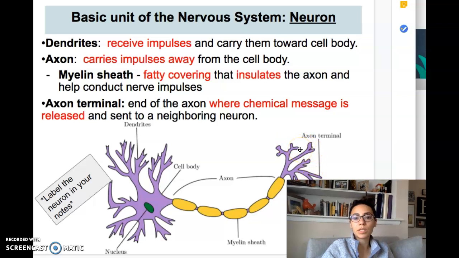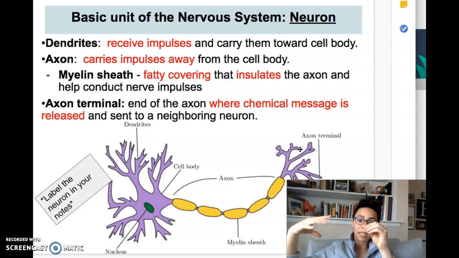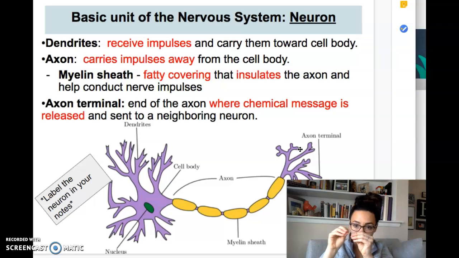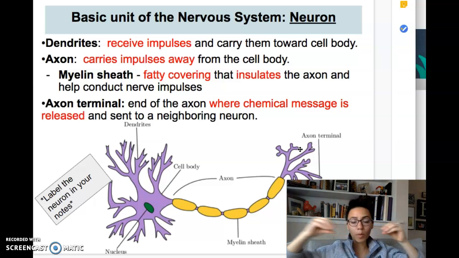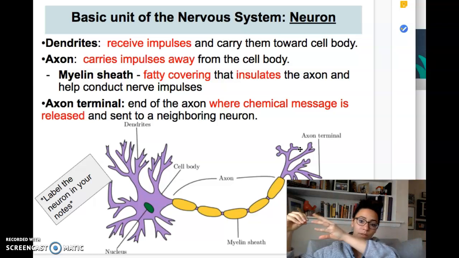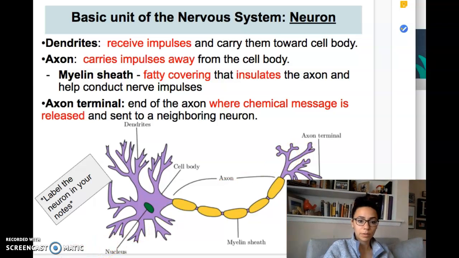That's where the chemical message gets released, the neurotransmitters. And that's where it would attach to the dendrites of another neuron. So those little chemicals exit the axon terminal and go into the dendrites of the next connecting neuron. Many neurons together form a long nerve, and that's how those signals get from one place to another.